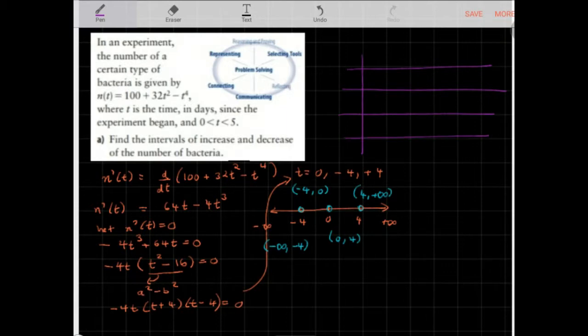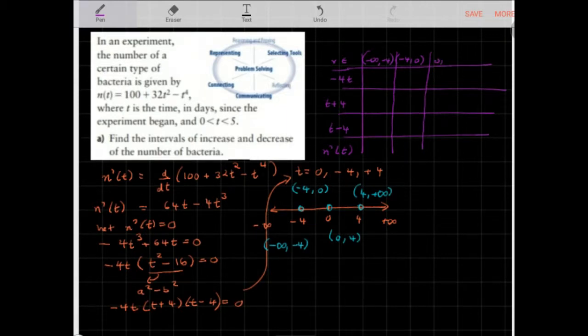Okay, so we have these 3 factors: negative 4t, t plus 4, and t minus 4, and together this collectively makes our derivative function n prime of t. I'm just going to put the intervals up here that we looked at. One of the intervals is negative infinity to negative 4. We also had negative 4 to 0, we also had 0 to 4, and we also had 4 to positive infinity.